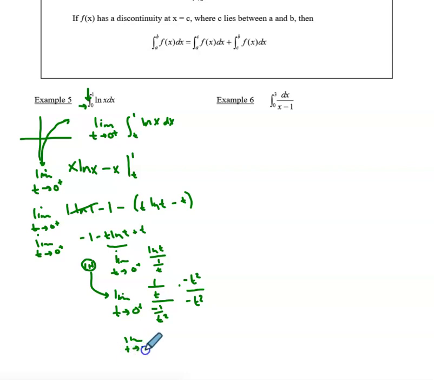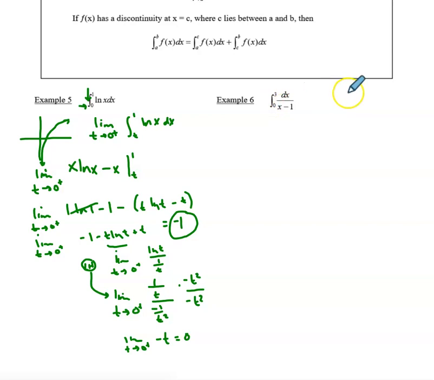And as t approaches 0 from above of negative t, I'm going to get 0, which means that this whole term here zeroes out, and this term of course zeroes out when I plug in 0. So my limit is going to be negative 1, and I have a convergent improper integral, and it converges on negative 1.